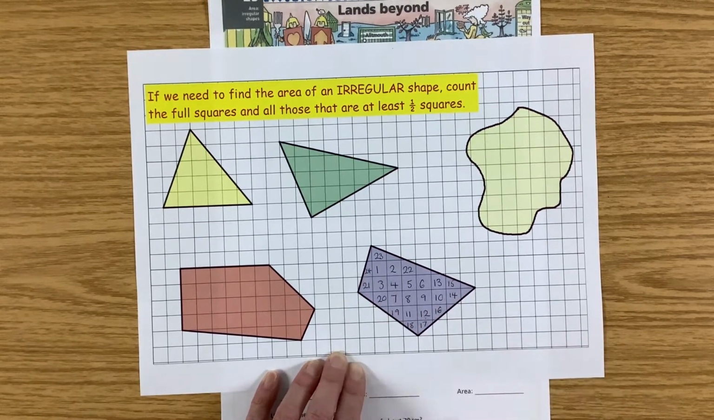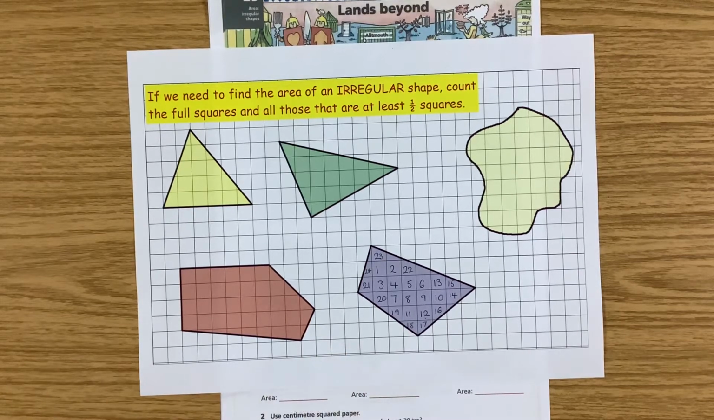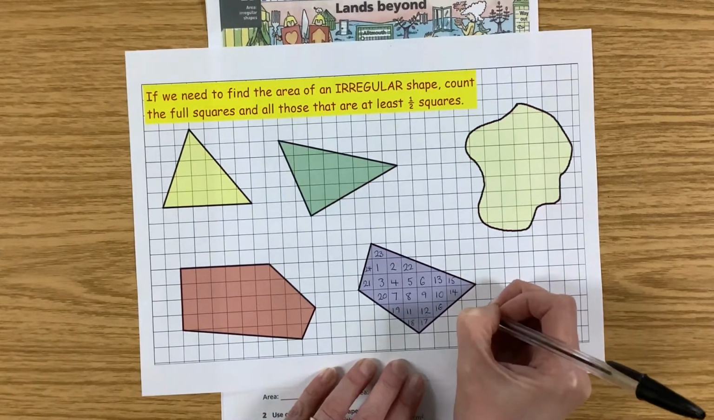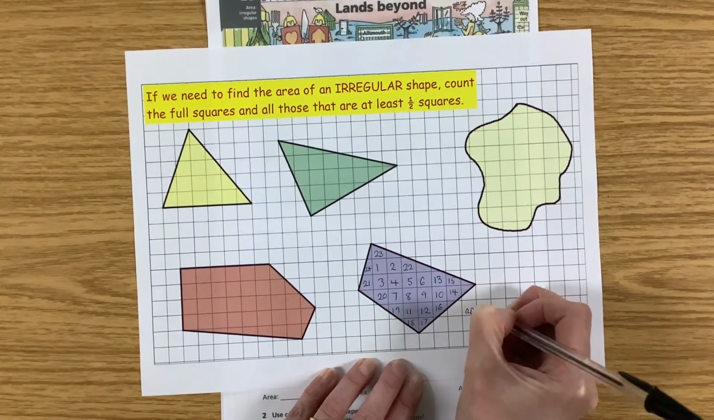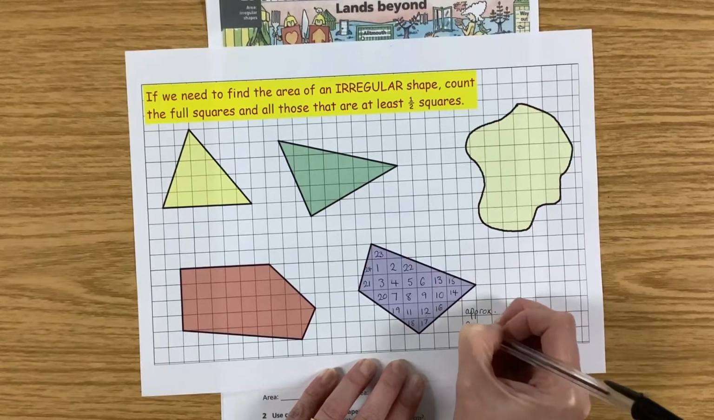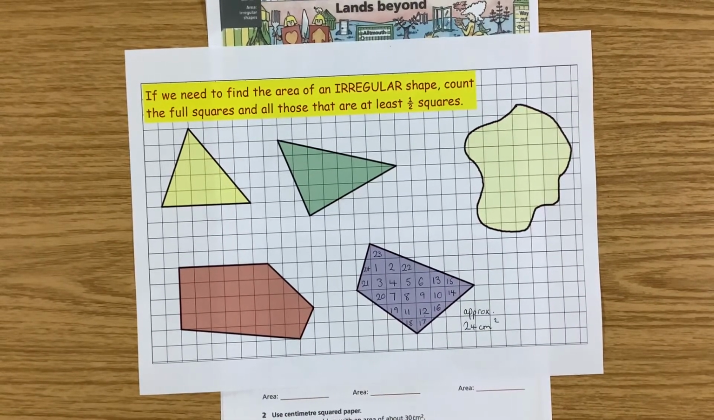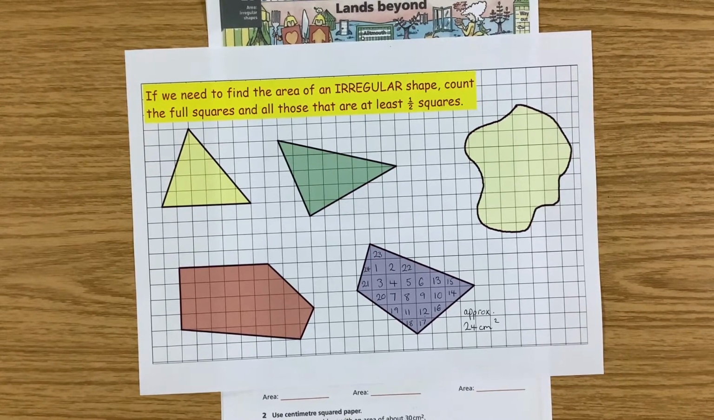So what was the last number I got to? The last number I got to was 24. So I'm going to say that the approximate area of that shape is 24 centimeters squared. It's not exactly 24 centimeters squared, but it's about that. Shall we do another one?